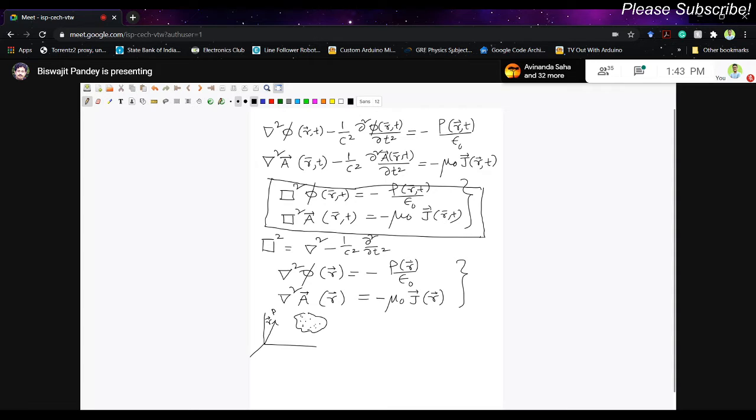Since this is a collection of point charges, you can divide it into small elements of volume if you like. Each of these elements is a source giving rise to potential at this point. You can label the coordinate of each source element by another coordinate R prime, so the separation is R minus R prime. And how do you calculate the potential? Of course, you have the principle of superposition, by which you can sum them up.